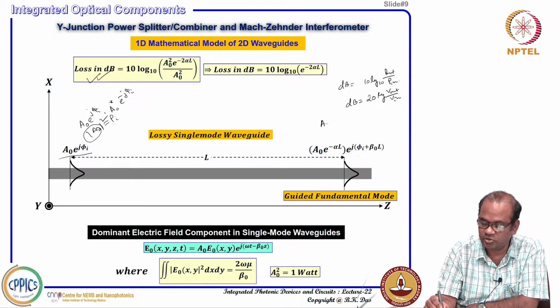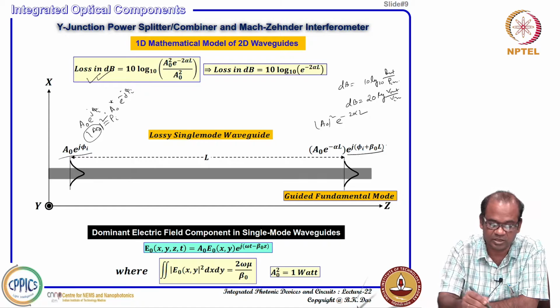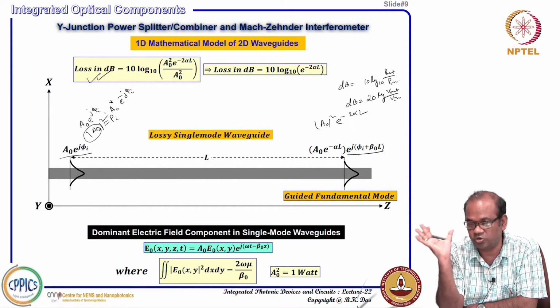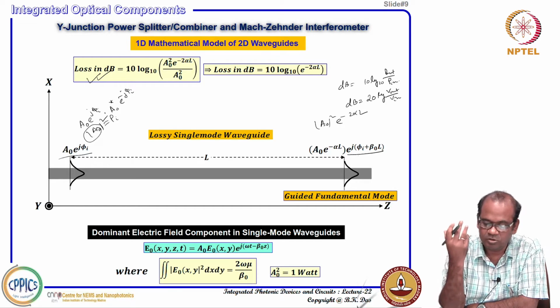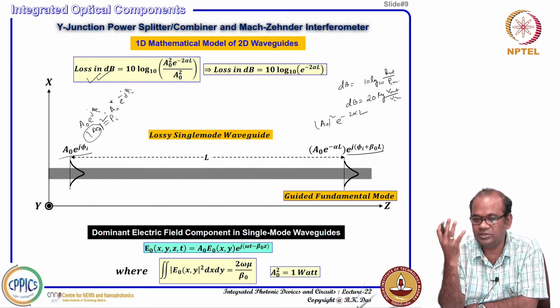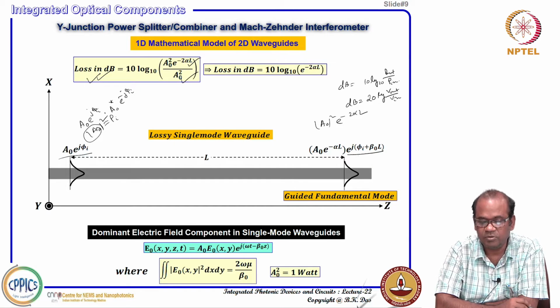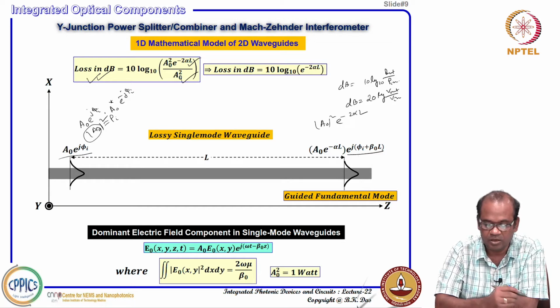It will be A naught square e to the power minus 2 alpha L, and the complex conjugate cancels the phase term, e to the power j phi. So whenever you are considering power, the phase information is lost basically. Nevertheless, that is how we can understand it from the energy point of view. So I can say the loss in dB is 10 log of the power in the output by the power in the input, so A naught square will cancel.